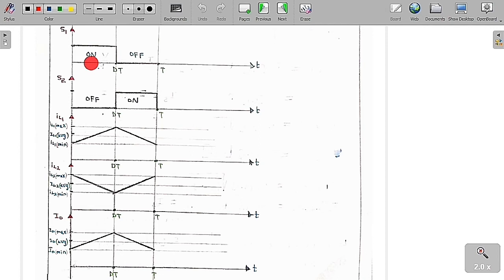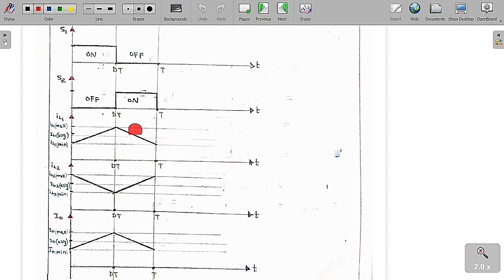See, whenever switch S1 is on and switch S2 is off, what is going to happen? The inductor L1 is going to get charged, whereas the inductor L2 is going to get discharged. Therefore, IL1 minimum to IL1 maximum is going to charge, whereas IL2 maximum to IL2 minimum is going to get discharged. I0 minimum to I0 maximum.